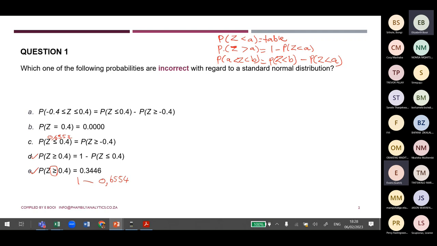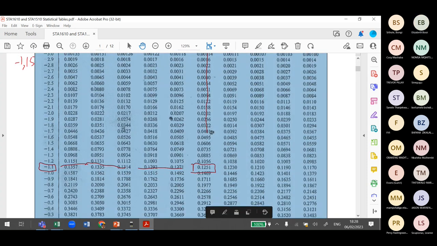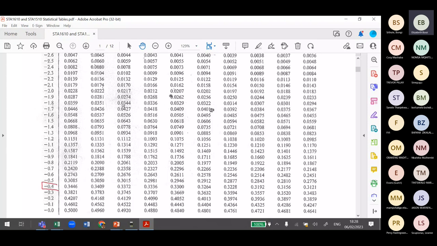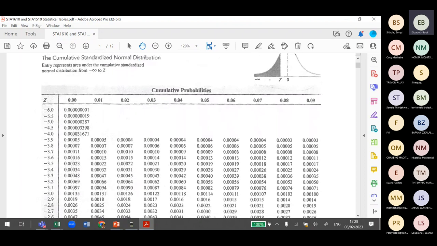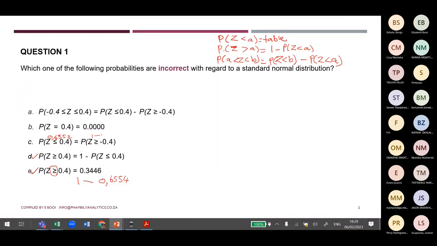And what about this one? The probability that Z is greater than minus 0.4. You're going to say 1 minus the value we find on the table, on the negative side. So let's go to the negative side, negative 0.4, the value there, because at the top it's 0, so it's the first column. 0.3446, which will be equal to 0.6554. So the left hand side is the same as the right hand side, which means C is correct.